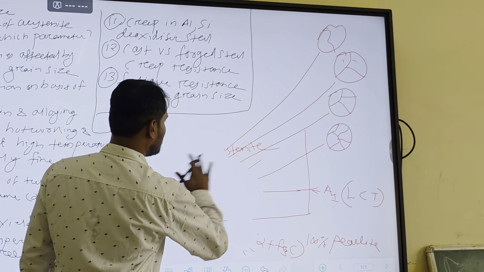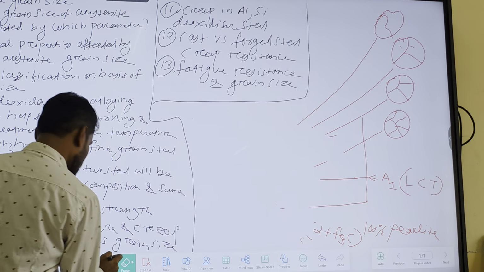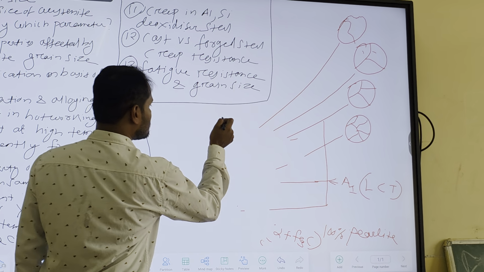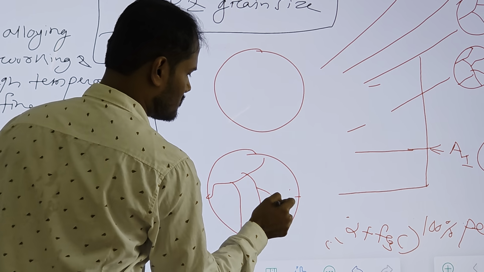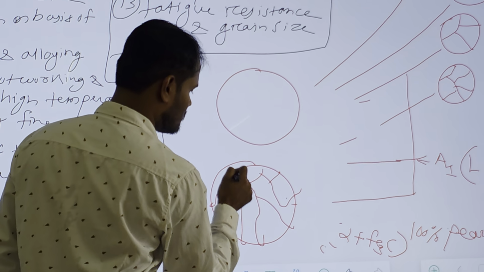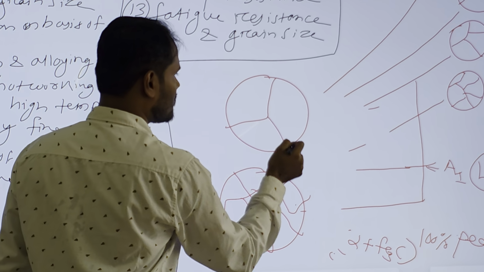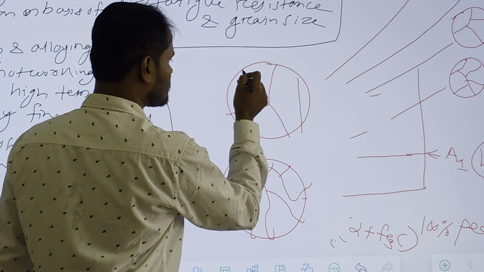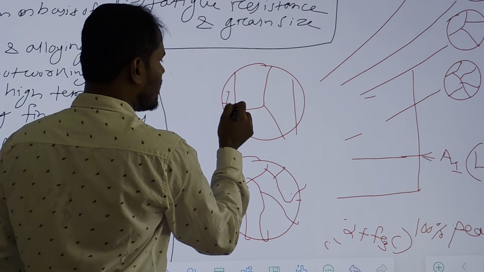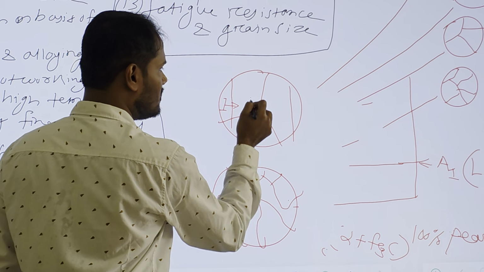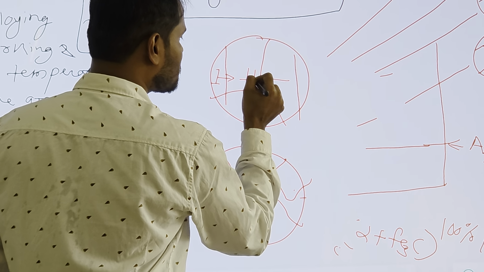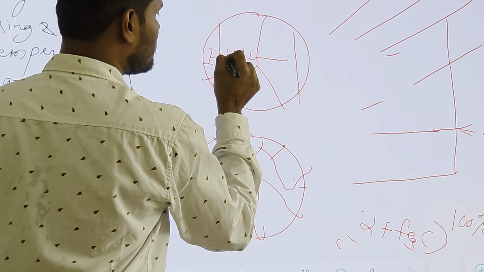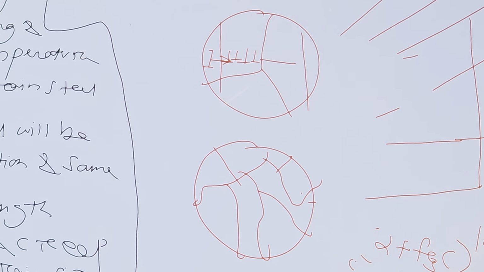Grain boundary pile-up. So coarse grain and fine grain, for example. Suppose this is coarse grain. The dislocation is moving in this direction, right? And finally, for example, a lot of dislocations will come and stay here, right? So this is called dislocation pile-up.